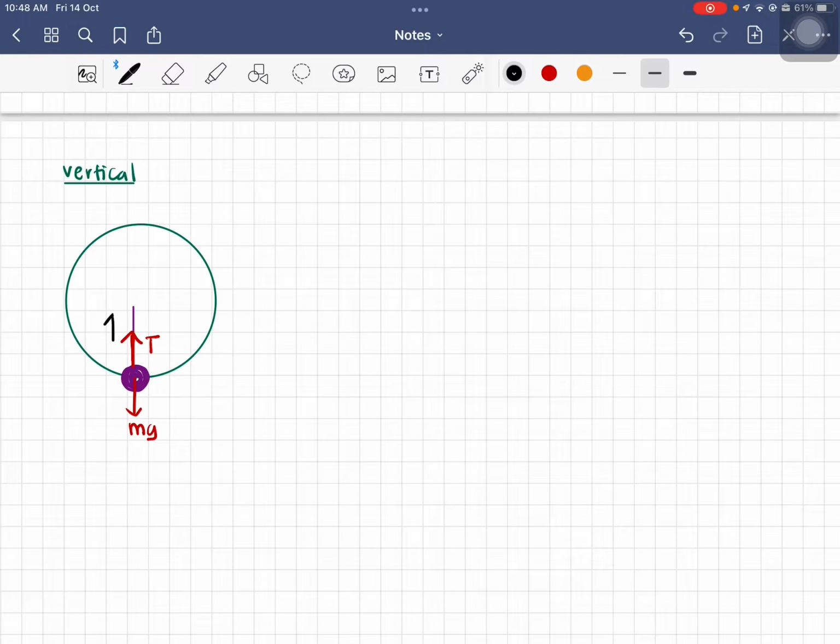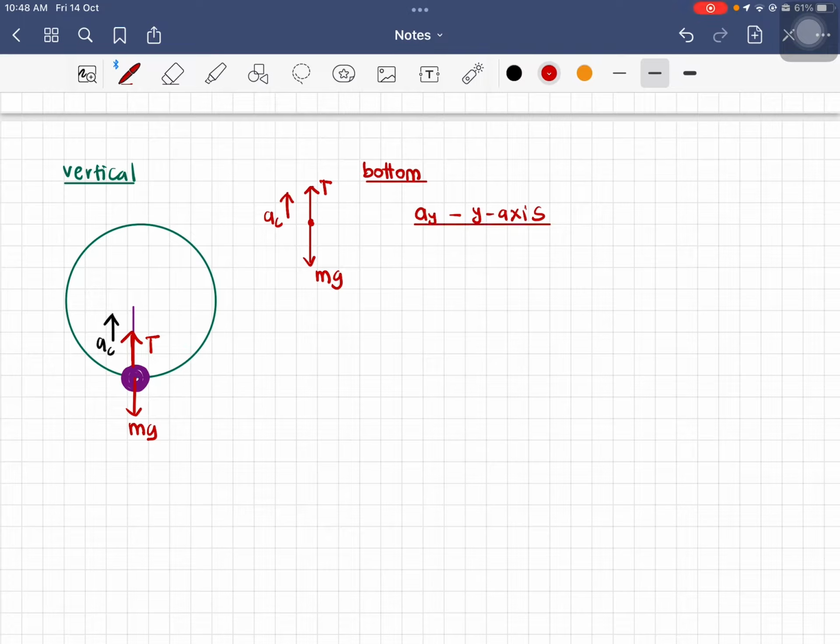So AC awak ke atas. AC awak ke atas lah, daripada sini ke sini kan, ke atas. So saya tulis kat tepi. Right? So at the bottom, you will have something like this. This is your T and this is your mg, and then your AC is upward. Your AC is in Y axis.